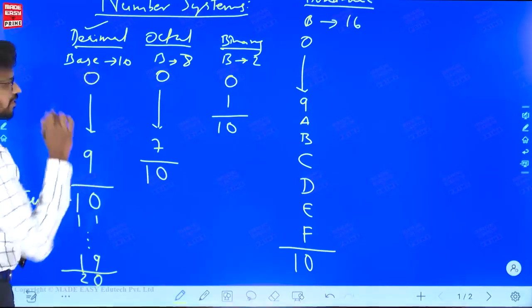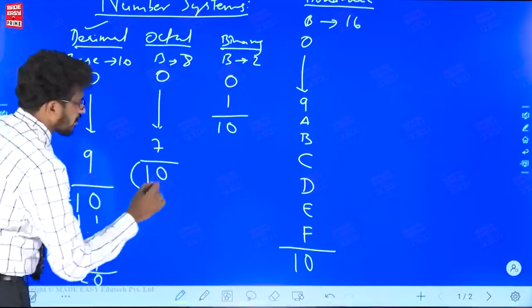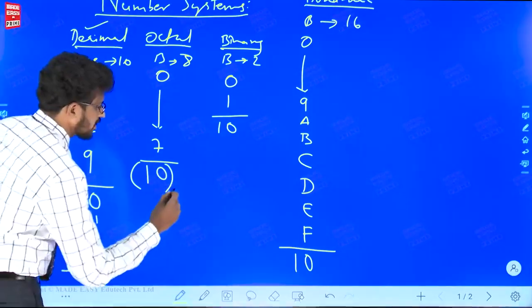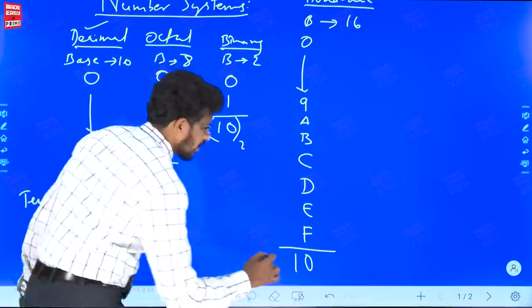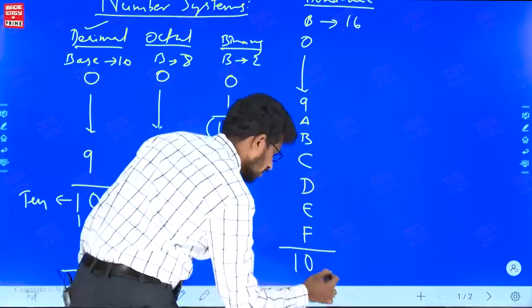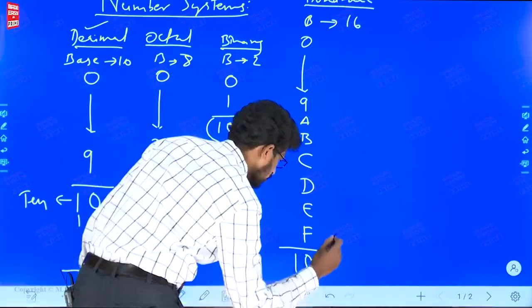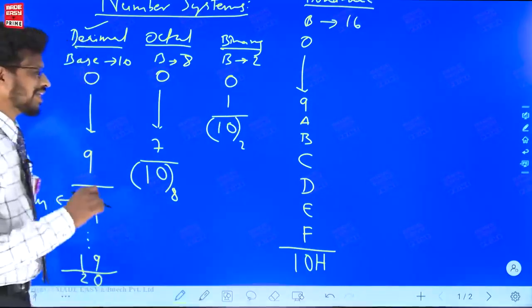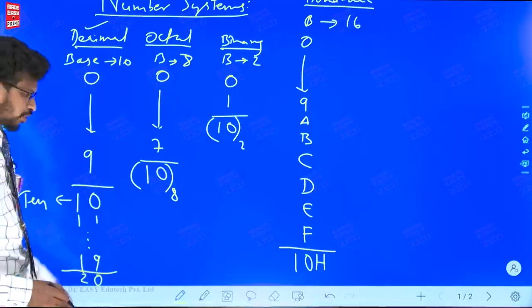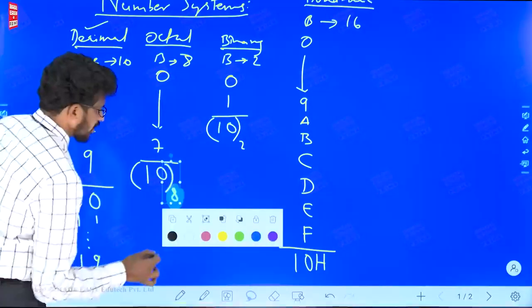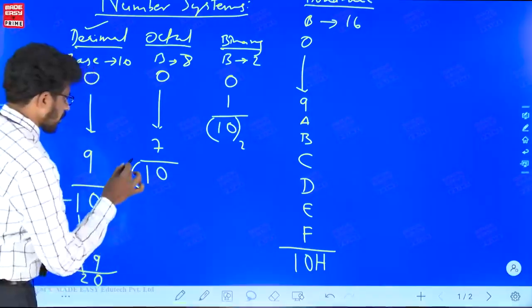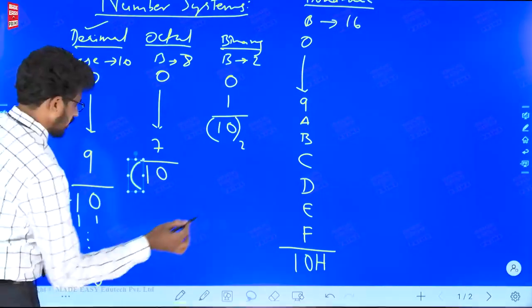But what is the base here? 10. In this case, this 10 is not ten, the base is 8 here, octal. Here the base is 2. Here the base is 16. So in other words, we can represent hexadecimal numbers with H. That is why, as per the rule, if you understand carefully, let us consider like this. Let me take out this one so that you'll understand easily.